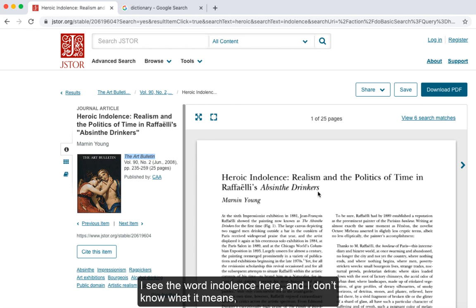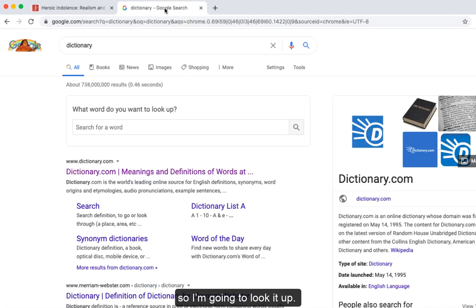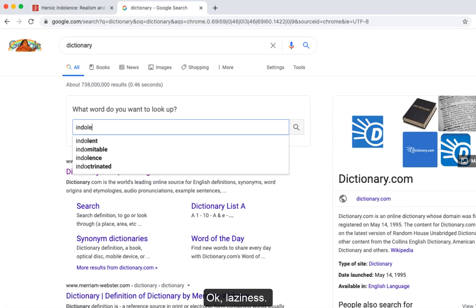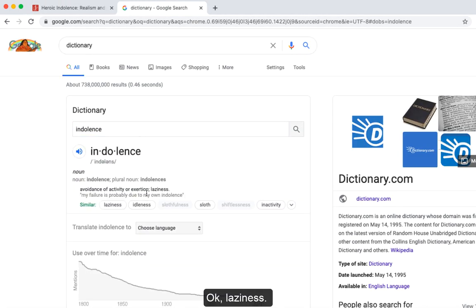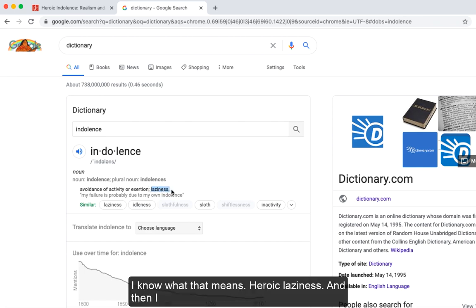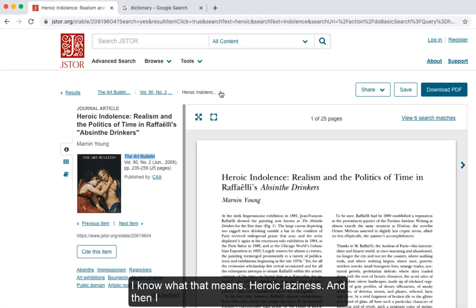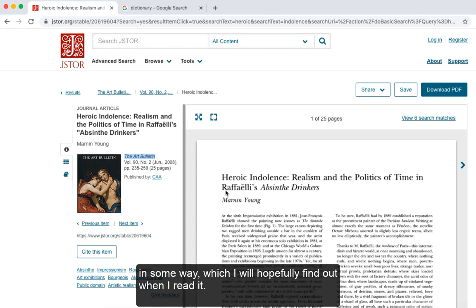I see the word indolence here, and I don't know what it means, so I'm going to look it up. Okay, laziness. I know what that means. Heroic laziness. And then I see realism, which probably refers to the realism art movement. And then there's something having to do with the politics of time in this piece. And all of this presumably ties to heroic laziness in some way, which I will hopefully find out when I read it.